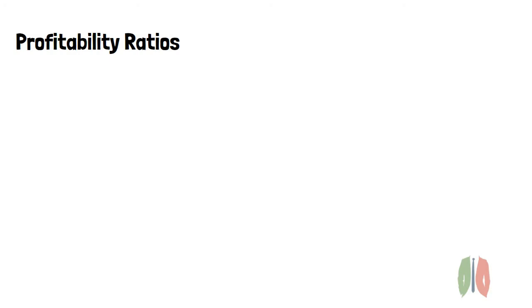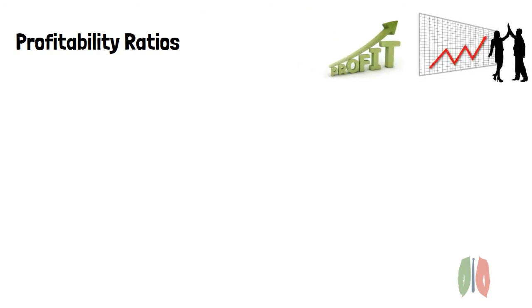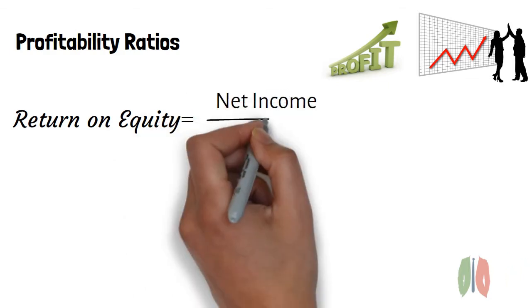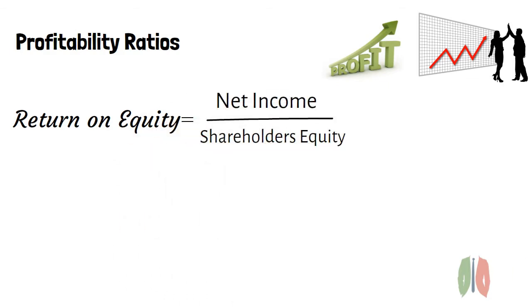The next, profitability ratios. First one, return on equity ratio, which is equal to net income by shareholders equity. This ratio measures how efficiently a company is using its equity to generate profits. So equity is the initial investment which a company is having in its books. This ratio will be measuring how much equity is required to generate that income. So a good return on equity ratio will be 15 to 20%.